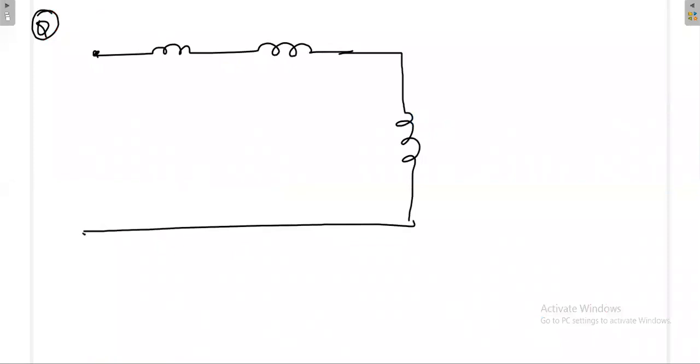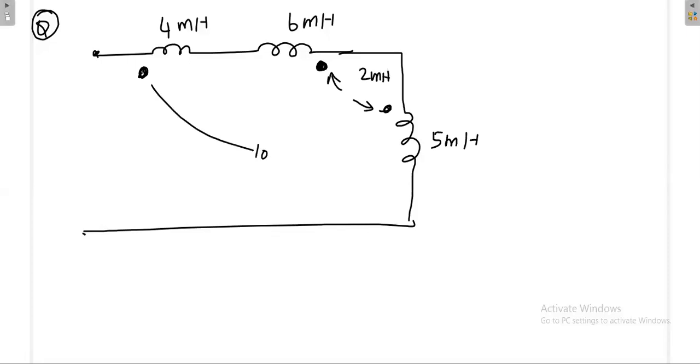Four millihenry, 6 millihenry, 5 millihenry, 2 millihenry. This one is 10 millihenry. Okay, yes. Now how to proceed? You go one by one. Okay, the L equivalent solution.